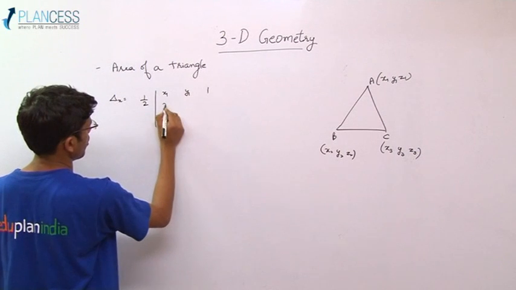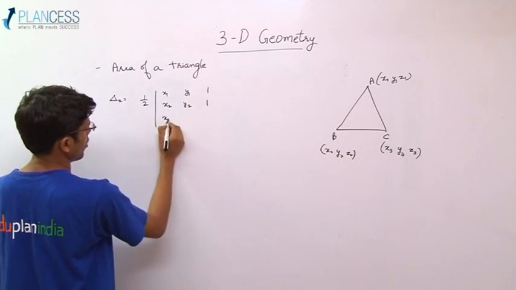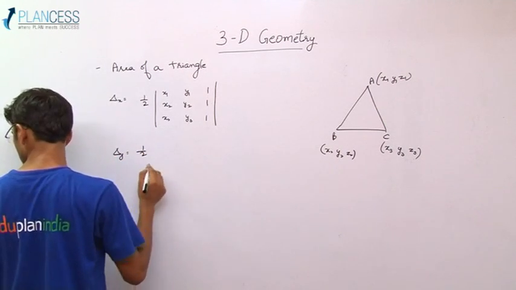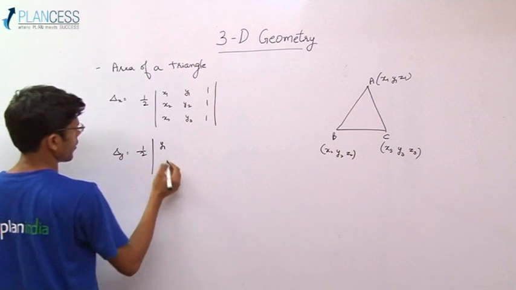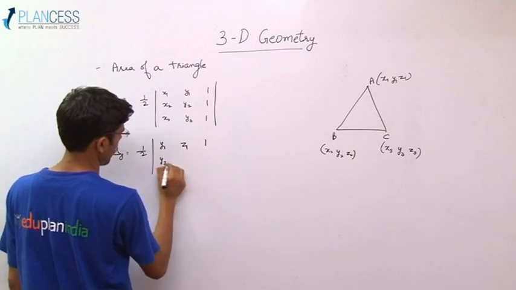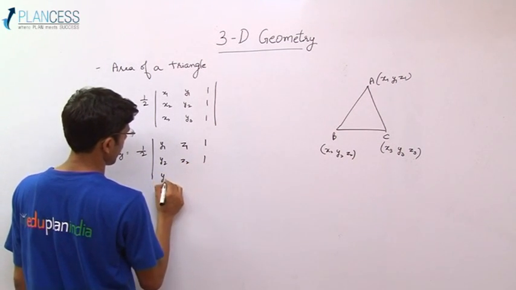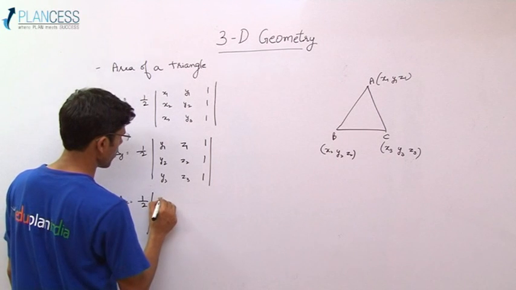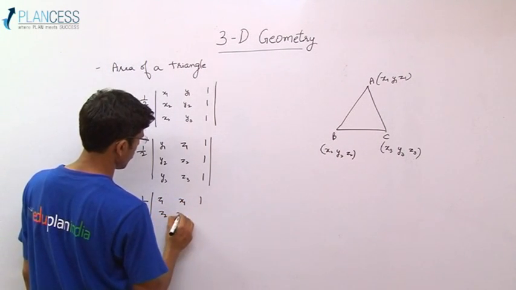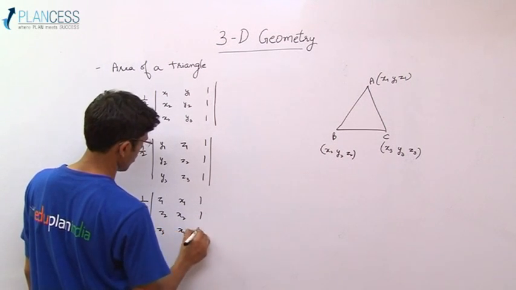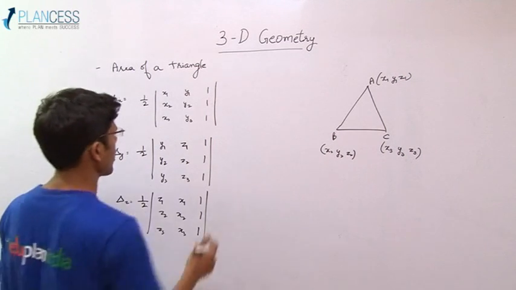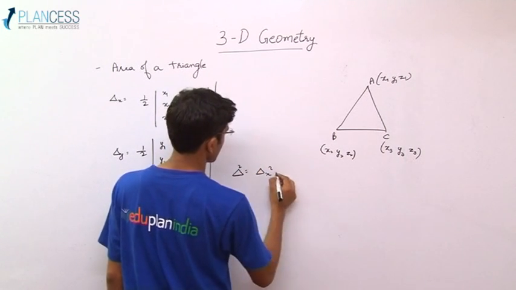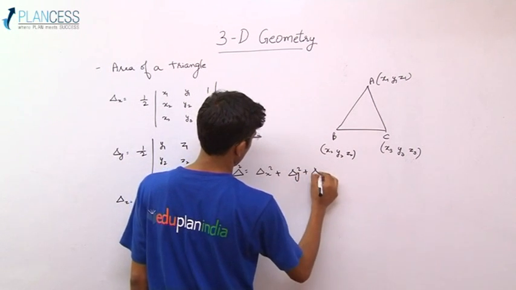the determinant of x1, y1, 1, x2, y2, 1, x3, y3, 1. Delta y is half the determinant of y1, z1, 1, y2, z2, 1, y3, z3, 1. Similarly, delta z is half the determinant of z1, x1, 1, z2, x2, 1, z3, x3, 1. So we find these three determinants, and then the area of the triangle delta is defined by delta square equals delta x square plus delta y square plus delta z square.